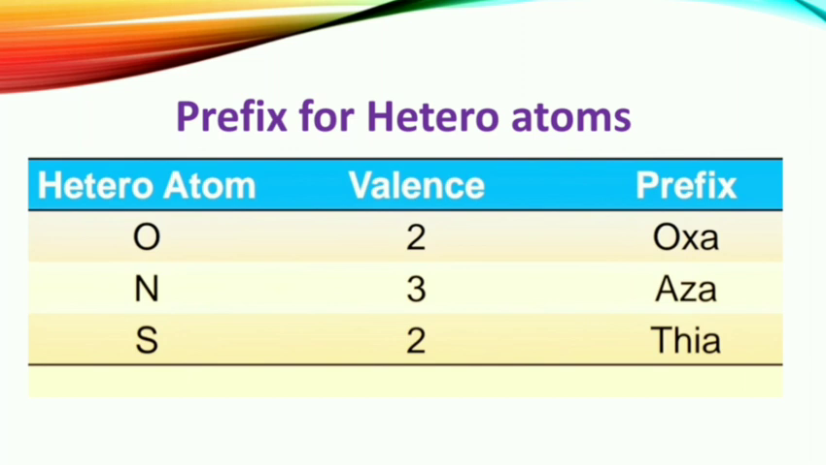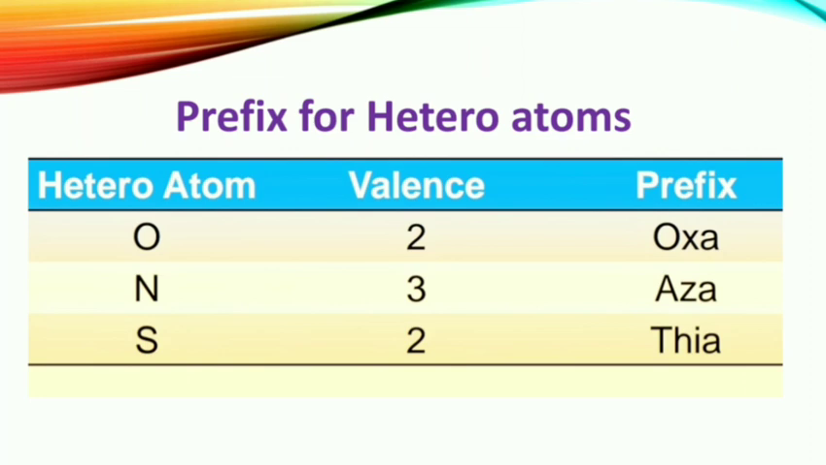Then we will see what prefixes are used for the hetero atoms. The most commonly found hetero atoms in heterocyclic compounds are oxygen, nitrogen and sulfur. Their valences are 2, 3 and 2 respectively. The prefixes used for the hetero atoms: for oxygen we use the prefix oxa, for nitrogen we use aza or azo or pyr, and for sulfur you can use thio or thia. These are the prefixes used for the hetero atoms.